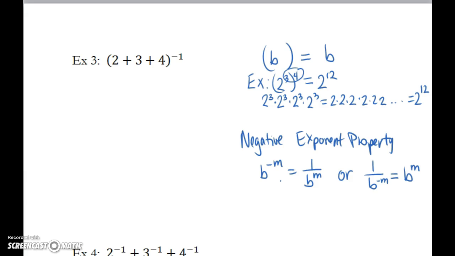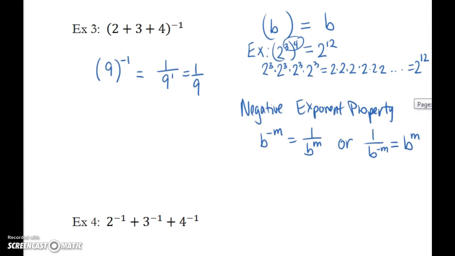positive. So if we look here, I know it's tempting to take this negative 1 and distribute it into our sum. But although we are allowed to distribute into a product and a quotient, we're not allowed to distribute an exponent if you have addition or subtraction signs. So what we're going to have to do is work with what's inside the parentheses first. 2 plus 3 plus 4 is 9, so we have 9 to the negative 1 power. And the negative exponent property says we can make that as 1 over 9 to the positive 1 power, or essentially 1/9.